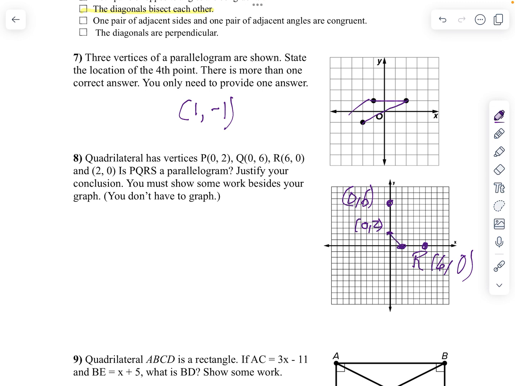Well, the way that it looks here, that's not a parallelogram, is it? We can see these two sides are parallel. But then I got a vertical side and a horizontal side. That's not a parallelogram. You don't have to graph it, but it makes it a lot easier. If you don't graph it, then you either have to show me the slopes or the distance.